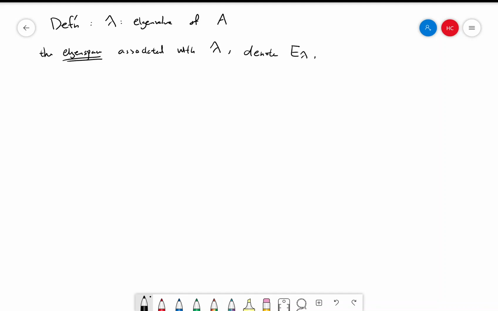Alright, so let's wrap up this section with a definition. Suppose lambda is an eigenvalue of the matrix A, then the eigenspace associated with lambda (the book doesn't have a notation, but many other books use E sub lambda) is the null space of A minus lambda I, which is a matrix. In other words, this is the solution space of A minus lambda I times v equal to 0.